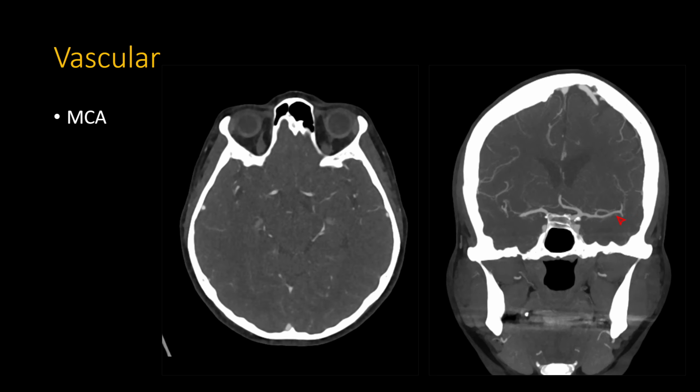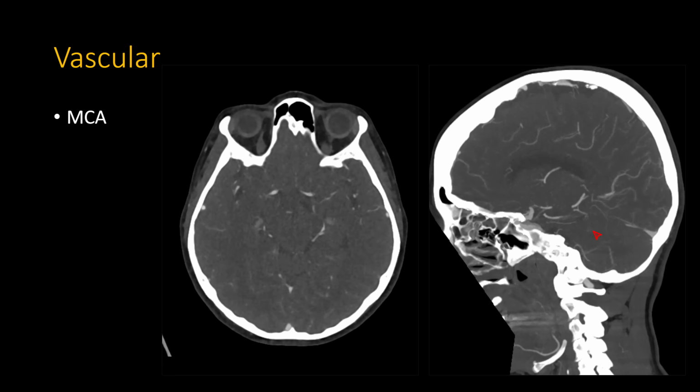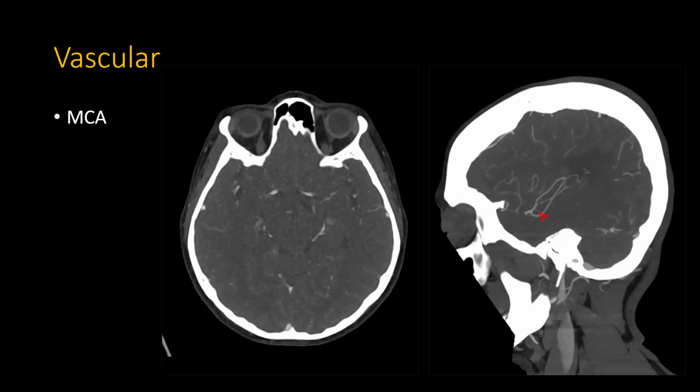Now we'll also take a look at the sagittal MIPs, because those can also be very helpful. Here we are, we scroll over to where that division was. Here is that division right here. This is the superior division M2 and the inferior division M2. And you can imagine if there was a clot right here, you'd see it nicely on this sagittal MIP. So these sagittal MIPs and the coronal MIPs are very helpful for looking at MCAs.